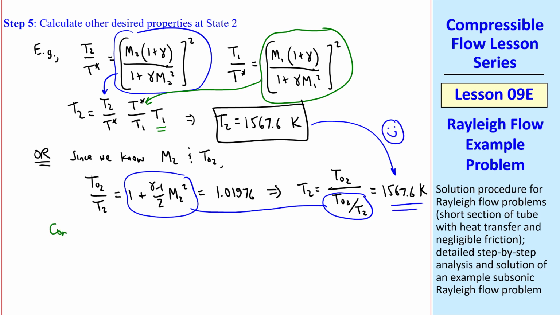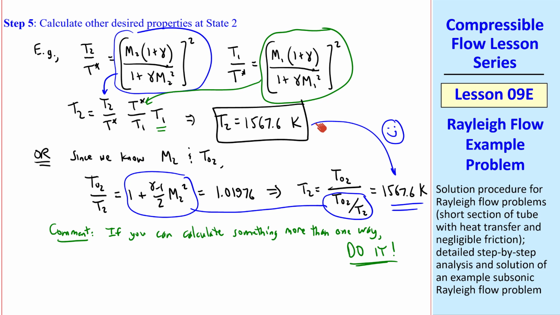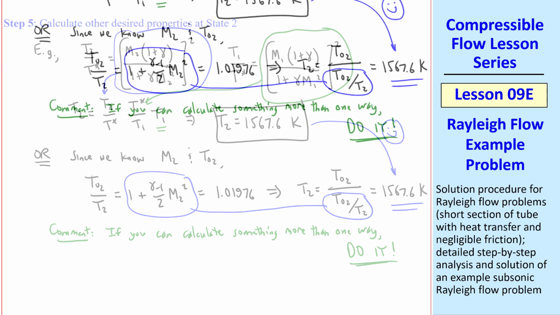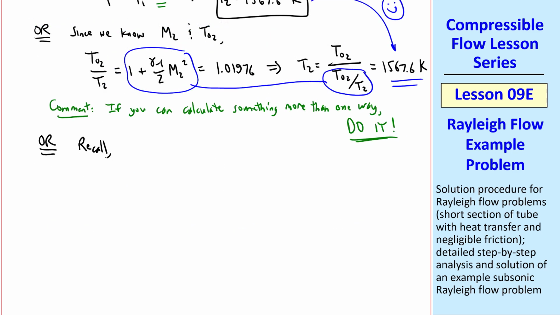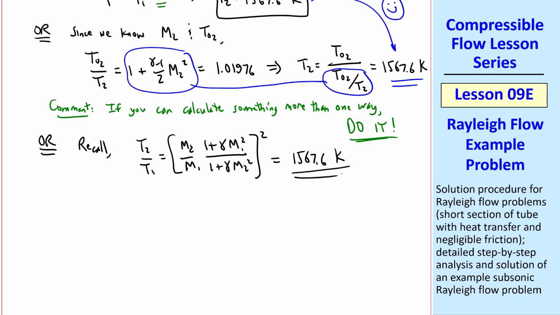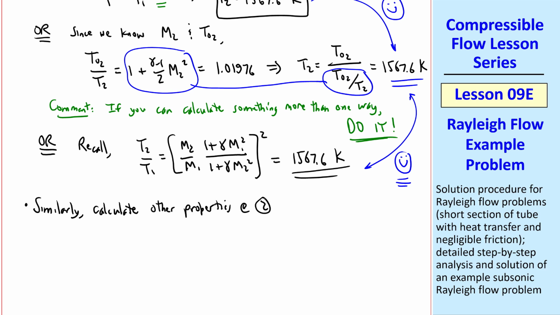And I'll make a comment here. If you can calculate something more than one way, do it. If these would have come out different, it would be a red flag and tell me that I made a mistake somewhere. I'll show even a third way. Recall our equation for T2 over T1 from a previous lesson, which I'll write out here. And when you plug in all these values, which we know, we get the same answer again, making me real happy. Similarly, we can calculate other properties at 2 using our equations and ratios as needed, and I'll leave the details for the students to work out.